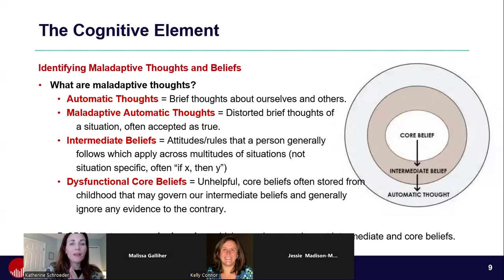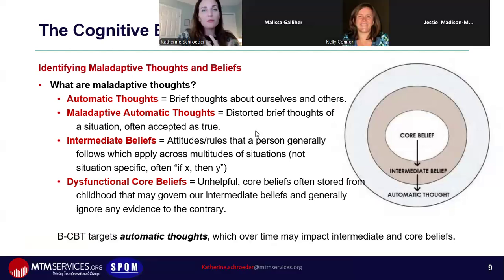What are they? We know that we all have automatic thoughts. Those are the brief thoughts that pop into our minds about ourselves, about other people. But sometimes, of course, these are maladaptive. Those are those distorted things that come into our minds that we just kind of accept as true, whether it's good for us or not. And maladaptive thoughts is really where we're sticking with brief CBT. That's where we do a lot of the cognitive focus with brief CBT.